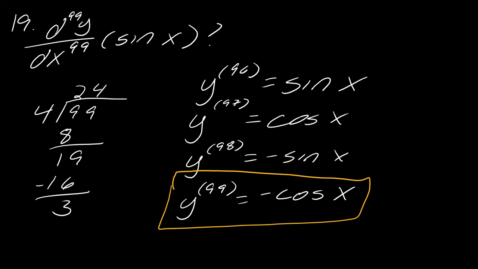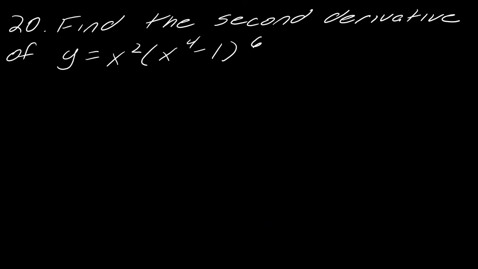So for number 20, we have to find the second derivative of this function, x squared times x to the 4th minus 1 to the 6th. I'll tell you that I think the hardest part of this is probably the simplification, because you want to simplify the final answer. But let's go ahead and get started with this, and we'll work through that as we get there. We're going to have to use the product rule with this. So I've got x squared, and then I've got this whole function here.